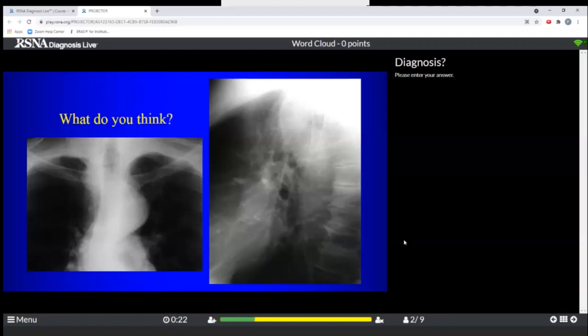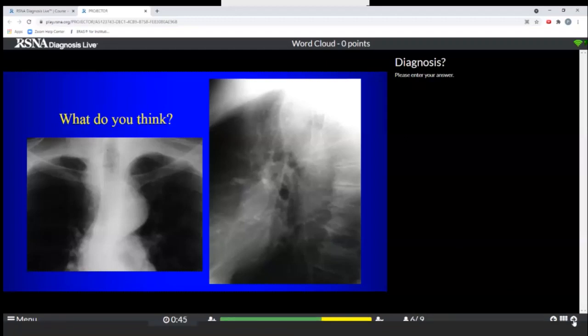And the clue is, look at the trachea. Notice the trachea here. That is the clue. So what is your diagnosis for this patient? So we'll give you 5 more seconds on this. 5, 4, 3, 2, 1.